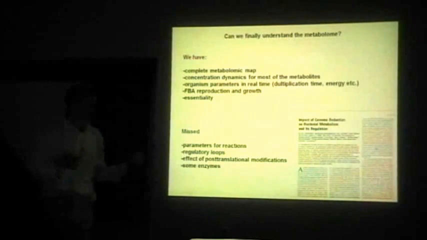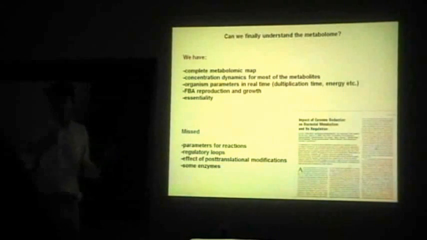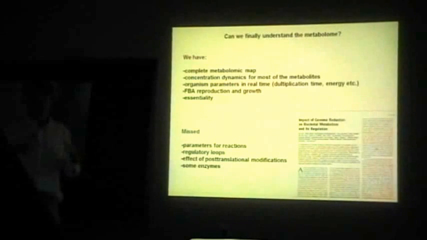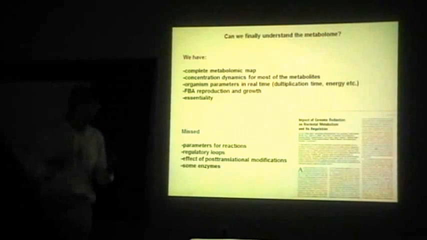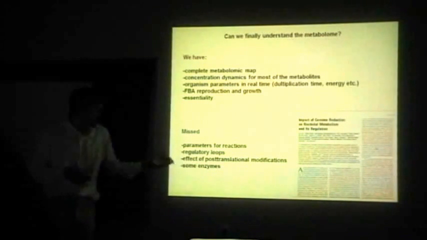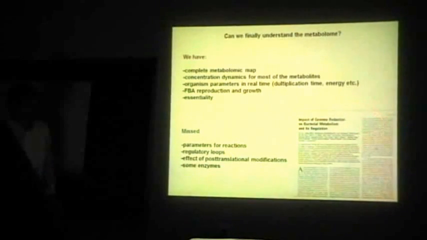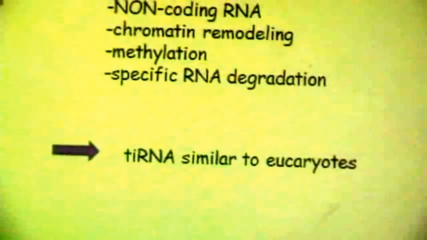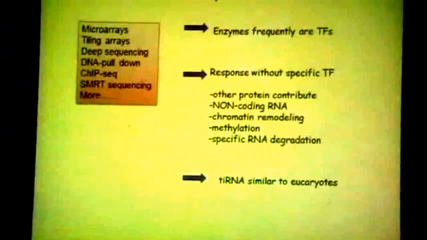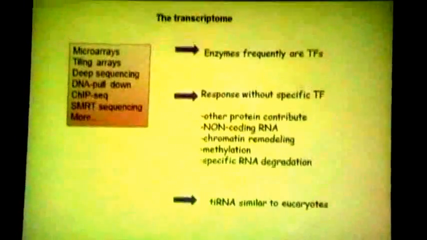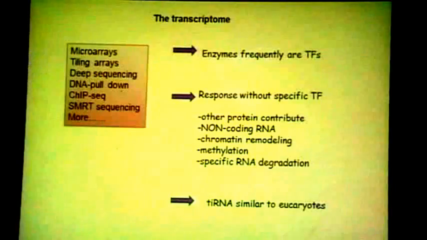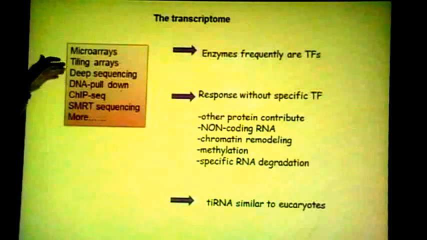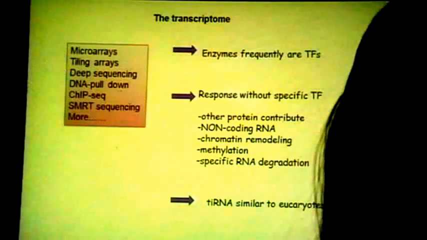So the transcriptome. This is very complicated. You have microarrays, tiling arrays, deep sequencing. Deep sequencing is for the purpose of tiling arrays, because you have to know precisely your sequence in order to have these primers. You have DNA pull down, ChIP-seq, ASMRT. ASMRT, it's a special technique for those of you who are not familiar. This technique is to identify a methylation site in DNA.